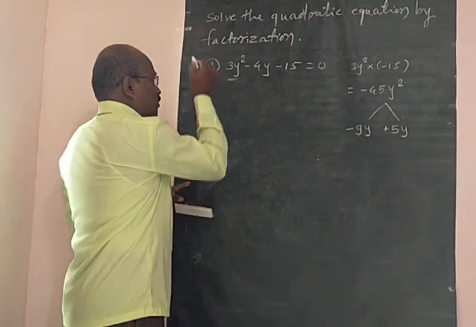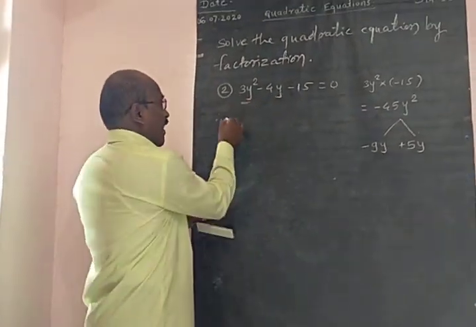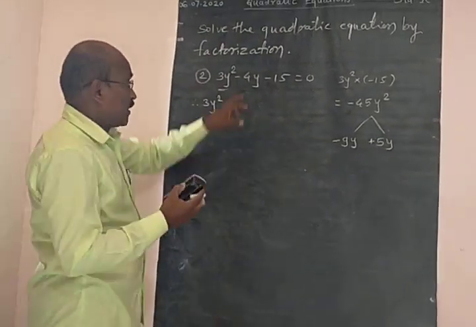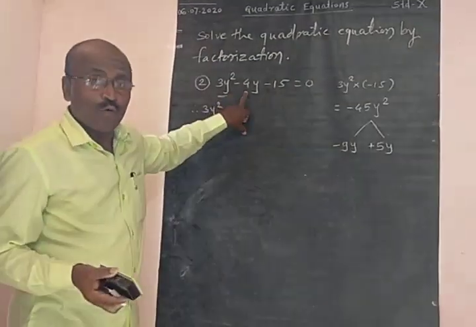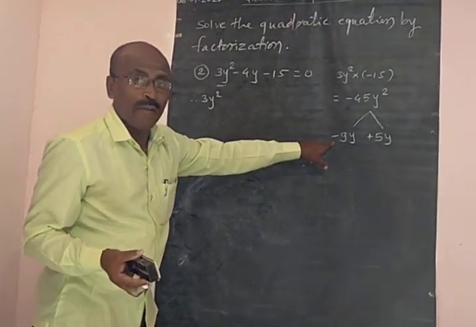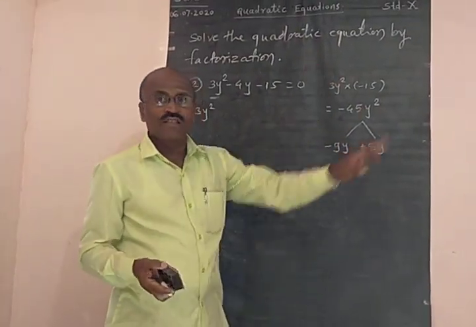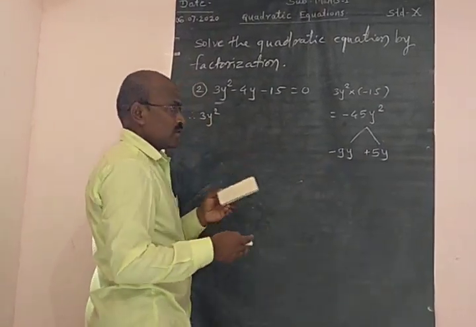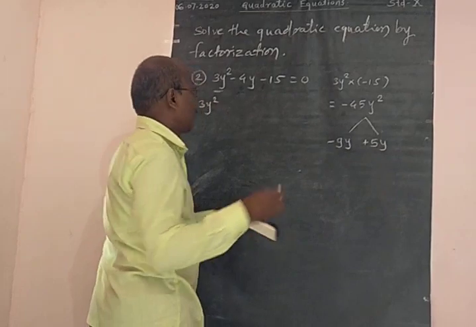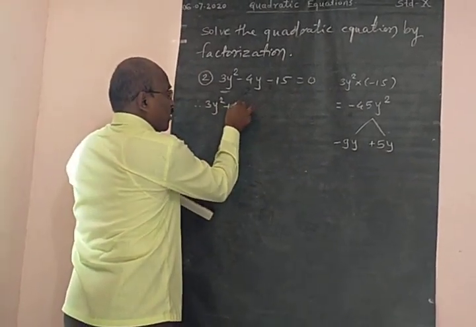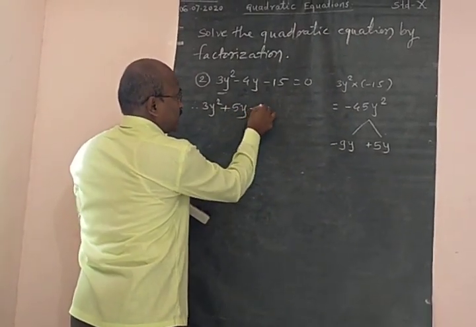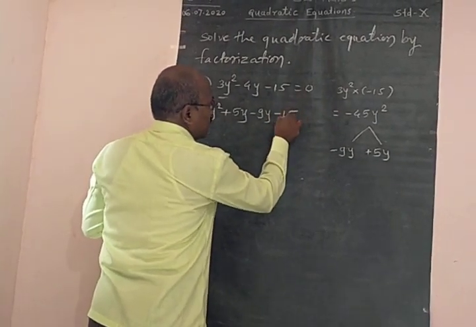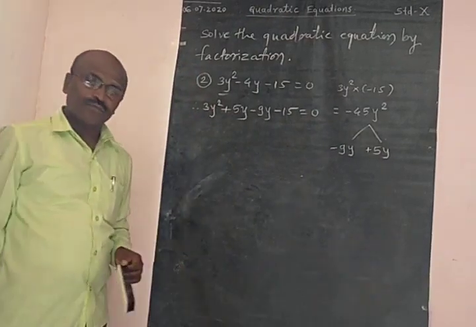Now take this 3y square as it is, and now divide minus 4y into minus 9y plus 5y. That means here I have taken plus 5y minus 9y minus 15 is equal to 0.